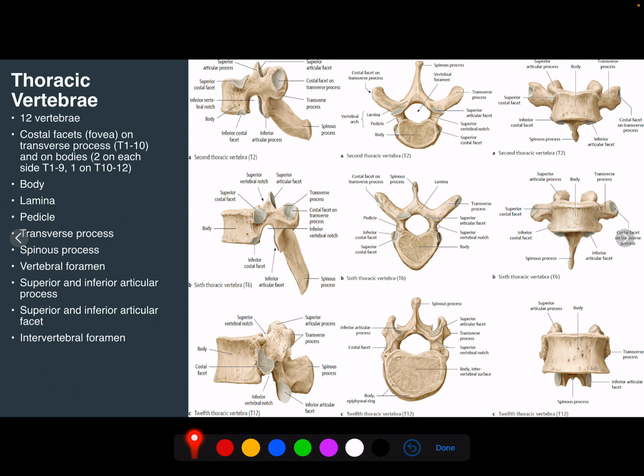This is different from our non-typical thoracic vertebrae, T10, T11, T12. Usually they have a single costal facet. Okay? So when you think typical thoracic vertebrae, think T1 through T9. And then in T10, T11, T12, we generally have a single facet to articulate with the ribs.